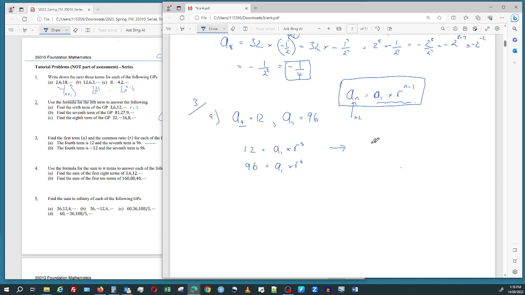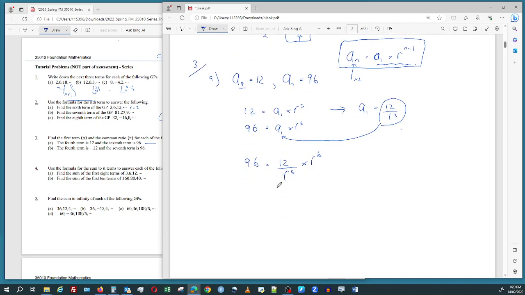So let's take this equation and say A1 is equal to 12 over R3. And then we can take this result here and pop it into this equation. And all of a sudden we've got one equation with one unknown. 12 on R3 times R6. Now it's going to be possible to solve for R, isn't it? So this is going to be 6 minus 3. So 96 equals 12 R cubed. So dividing both sides by 12.